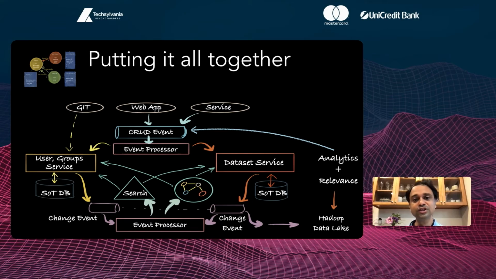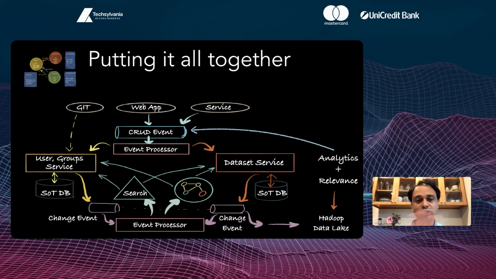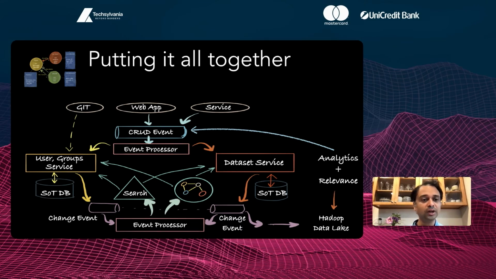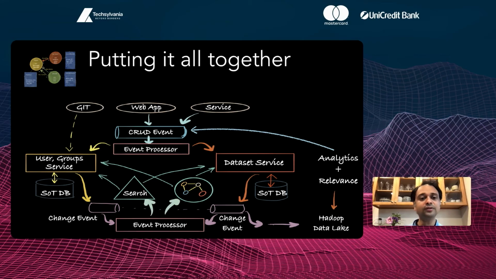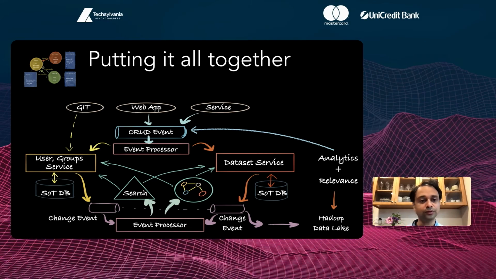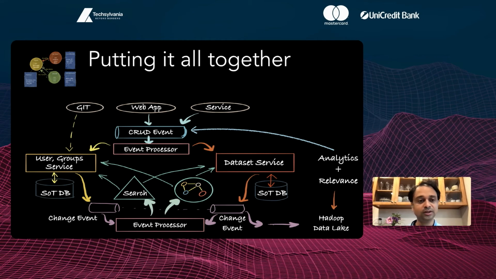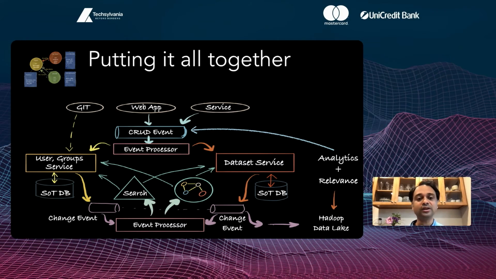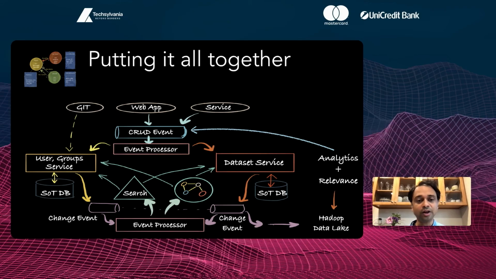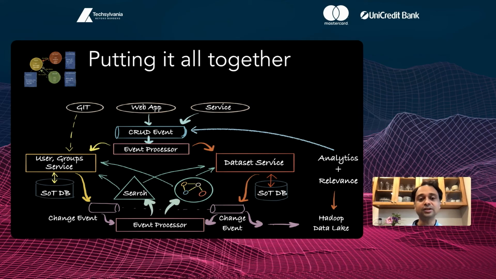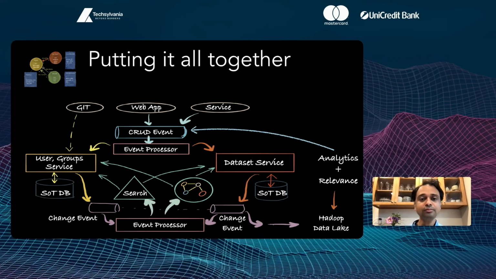Now, putting this all back together, and I know there's a lot going on in this slide, but there's only a couple of important things to pay attention to. Each service, like the user group service, has a source of truth database, and it emits the change capture events. The source of that metadata might be in Git, but it really comes through that central event processor. And then we build the search and the graph, which then gets serviced through that data set service.